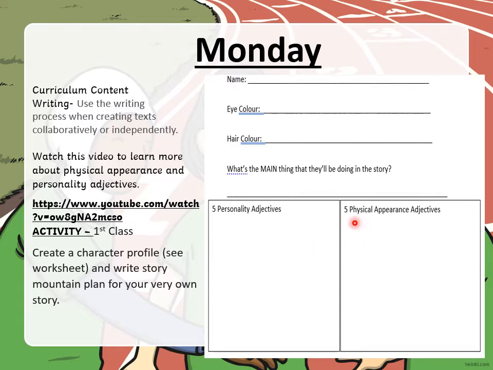Then I want you to write 5 physical appearance adjectives. These are all about what your character looks like on the outside. So these are things that you can see. So for example, you could do size adjectives. Are they tall or are they short? Are they fat or are they thin? Are they strong or are they weak? Are they beautiful or are they ugly?